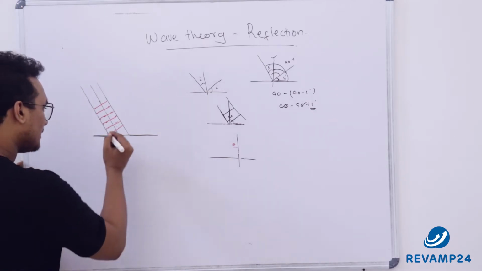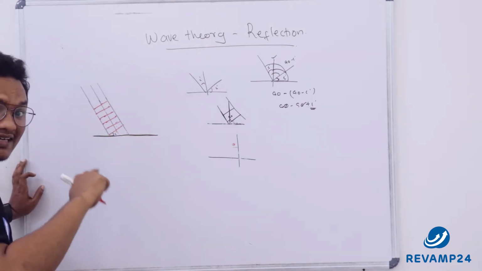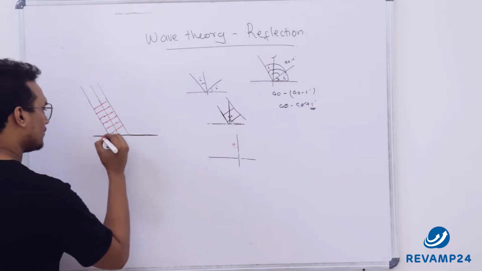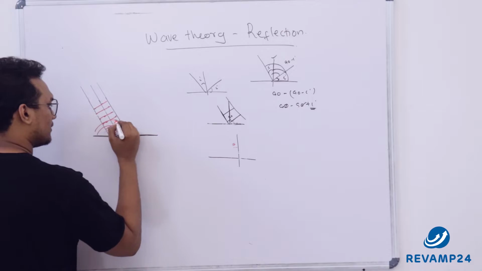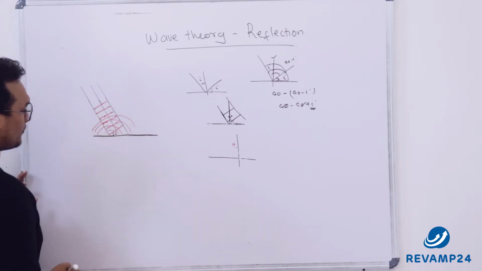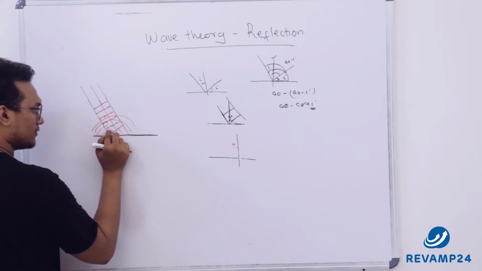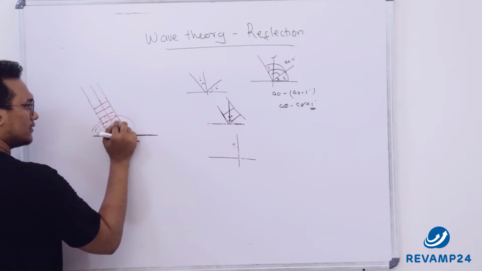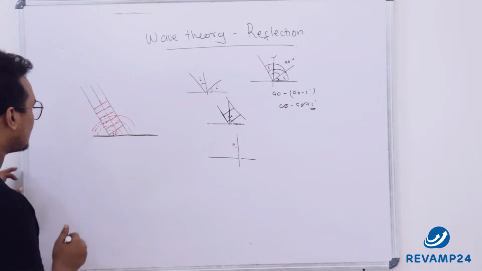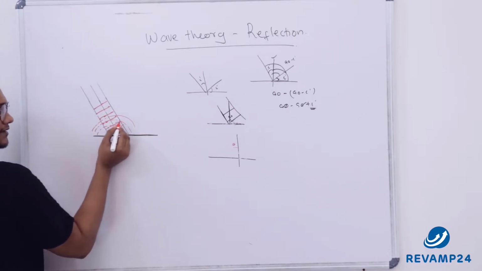So what will happen? This will act as a secondary source of light and will send wavefronts in this direction, in this direction, in this direction, in this direction. Okay, so these are dotted lines. These are the wavefronts as sent by this point. So who has sent this wavefront? This point has sent the wavefront in this direction.